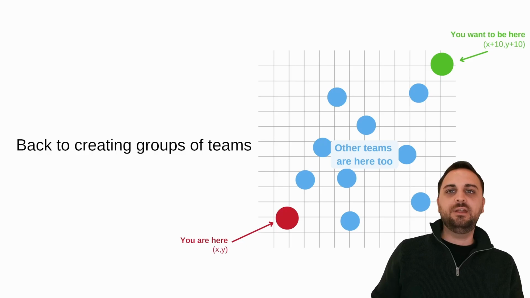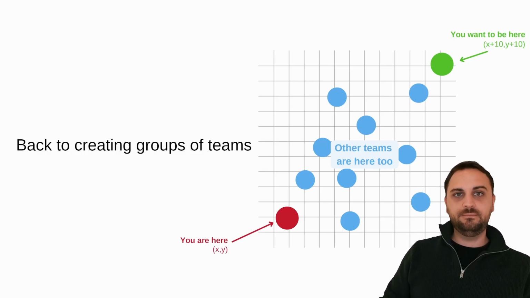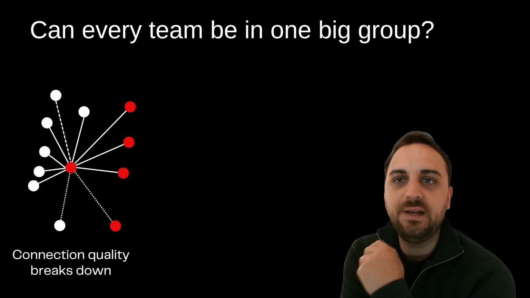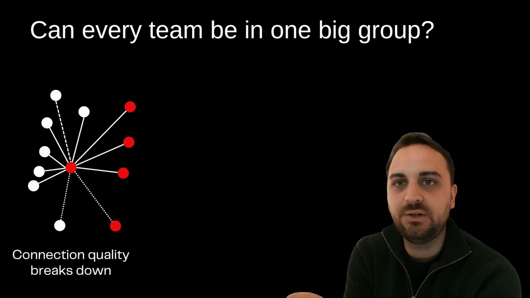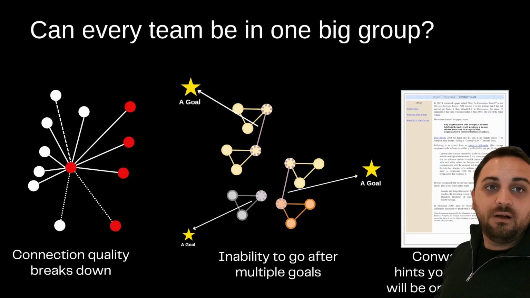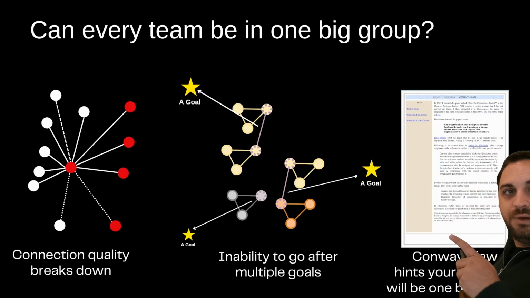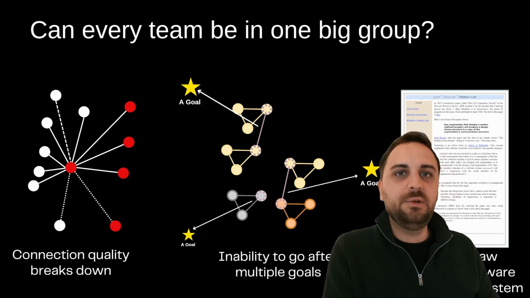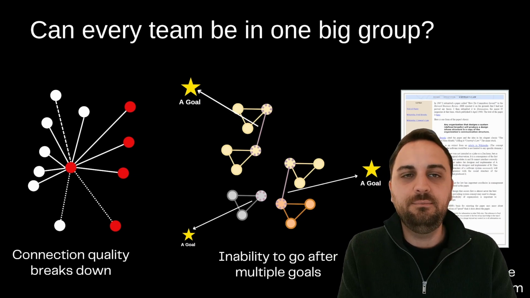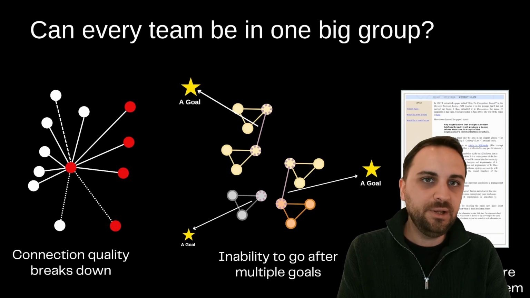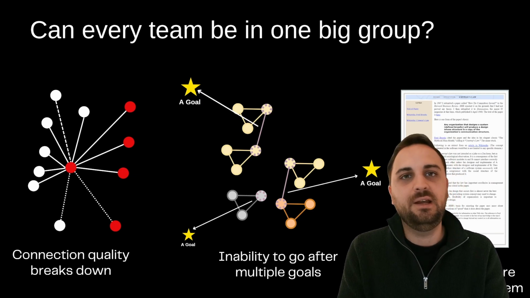Let's come back and think about creating groups of teams. Can every team be in one big group? And you should know the answer is no by now, right? Because connection quality breaks down, and there's an inability to go after multiple goals. In Conway's law here, this is Conway's website, it tells you that the system you're going to get out of that is going to be one big mess, right? Because the software system will reflect the organization. One big group, one big system. We know we cannot maintain one big system.